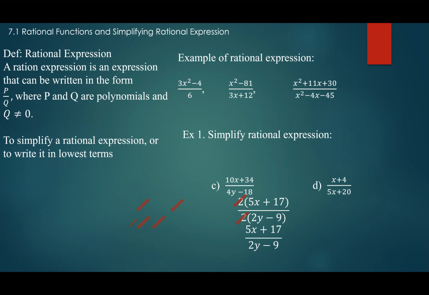That's all there is. If you can factor them out, and if the numerator is the same as the denominator, you cross them out, they eliminate each other, or is equal to 1. Okay, so that's my answer. Even though it may not look like what you're looking for, this is the answer we have: 5x plus 7 over 2y minus 9.